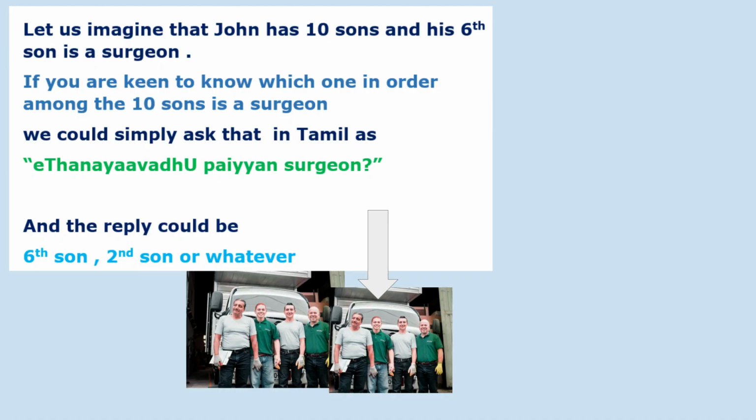Wherever possible, I've also added a picture, that is an image, for you to understand. So let us go to the word now to explain that. Let us imagine that John has 10 sons and the sixth son is a surgeon. If you're keen to know which one in order among the 10 sons is a surgeon, we could simply ask that in Tamil as எத்தனையாவது பையன் surgeon. And the reply could be sixth son or second son or whatever.